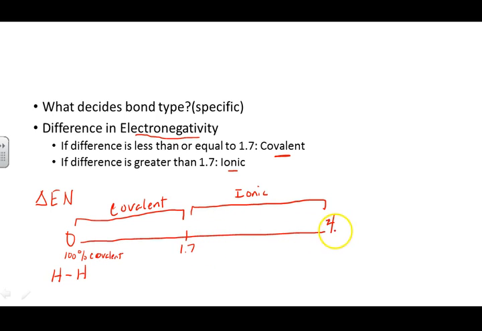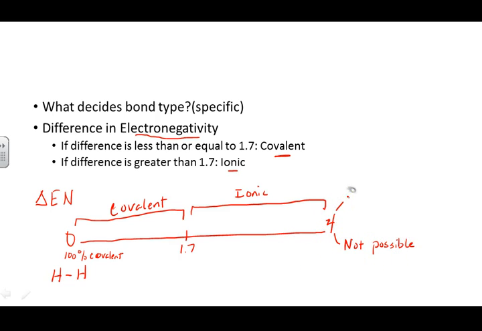so that would be what we would consider 100% covalent. Okay. A difference of 4 is not possible because to have a difference of 4, we would have to have an atom that has a 4, which is the maximum. That would be fluorine. And we would have to have an atom that has 0, which would be nothing, because no atom has an electronegativity of 0. So 4 is not possible, even though it's on the scale.